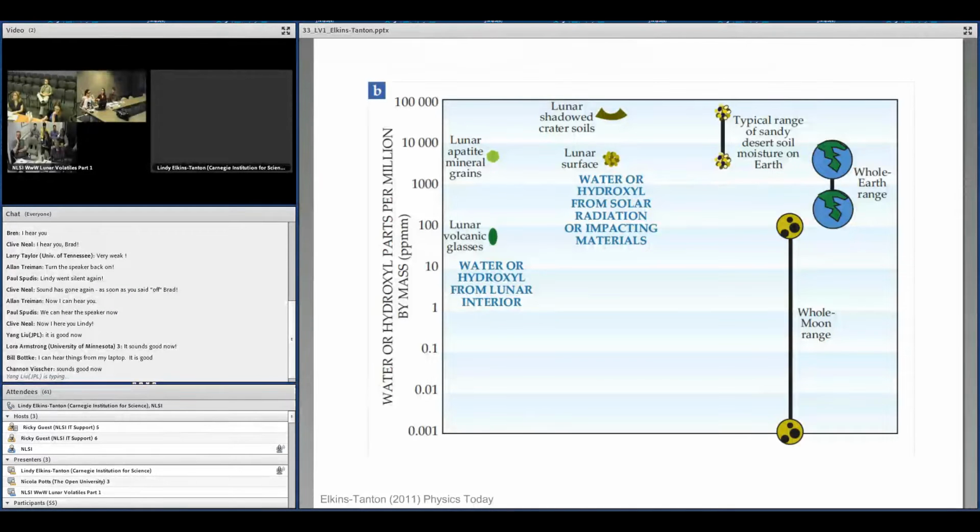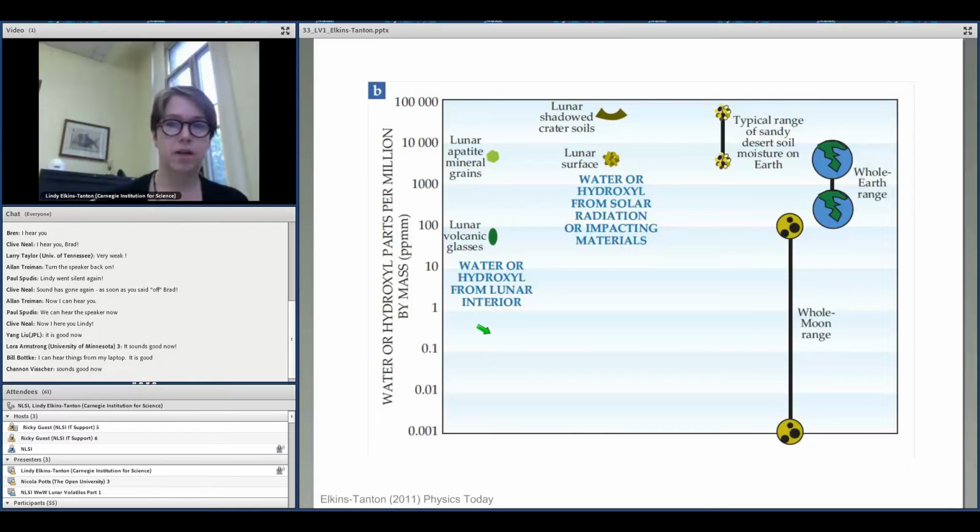So in this chart, I want to look first at the left-hand side, where we have these apatite mineral grain values and the lunar volcanic glasses, and that, of course, is the work that Alberto Saal and Erik Hauri and Jim Van Orman and that whole team have been doing, and then a whole number of people looking at these apatite mineral grains from the moon and finding quite a lot of water, as has been discussed.